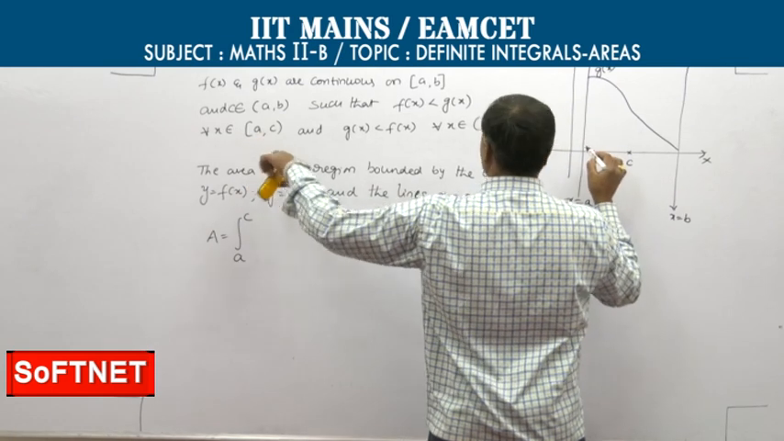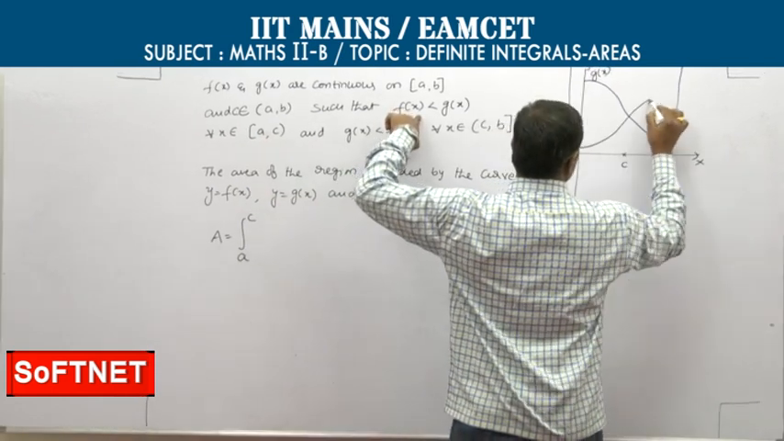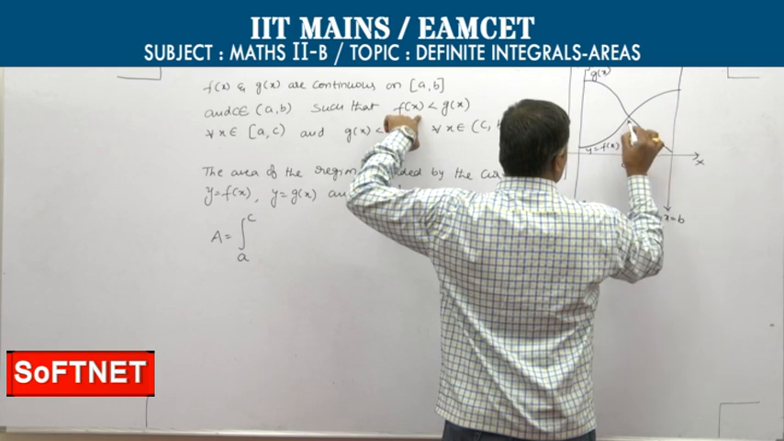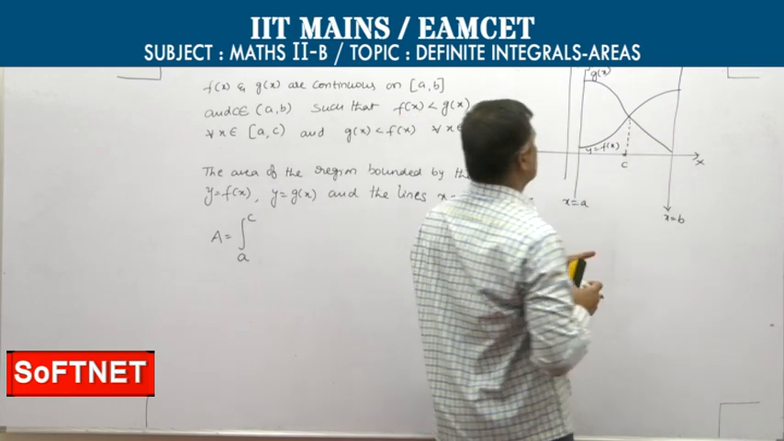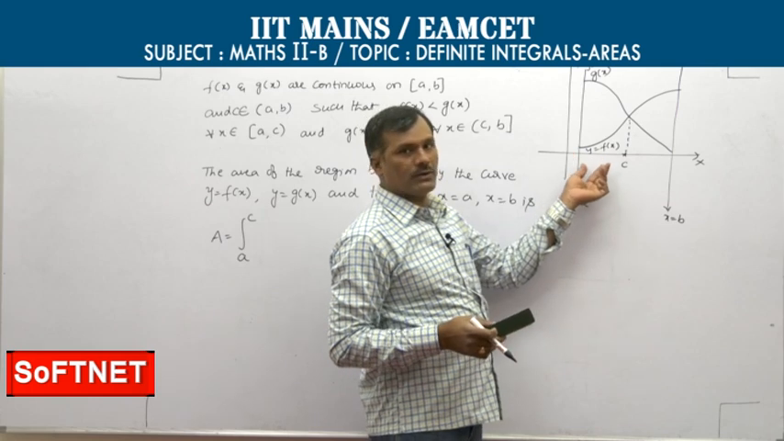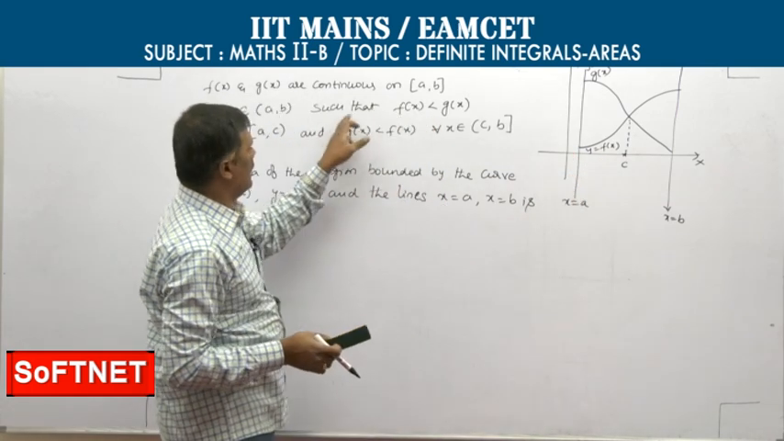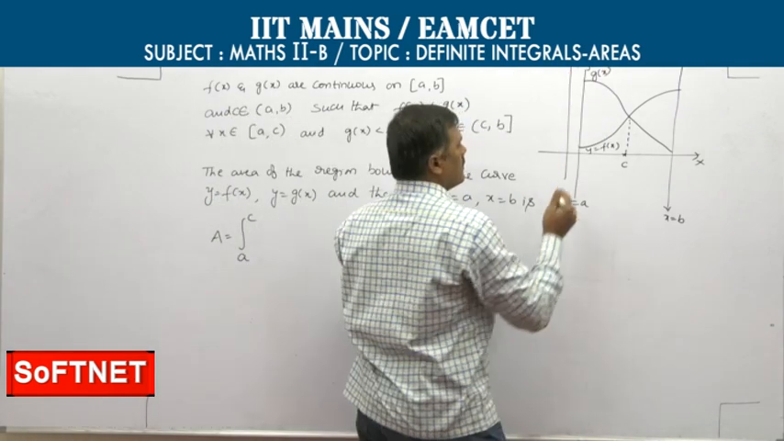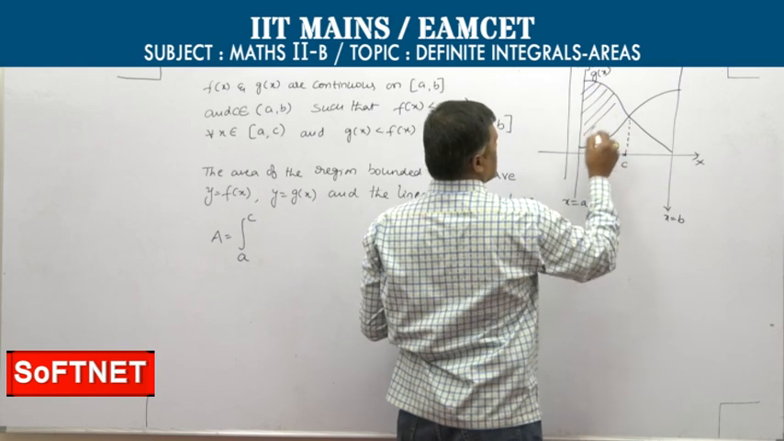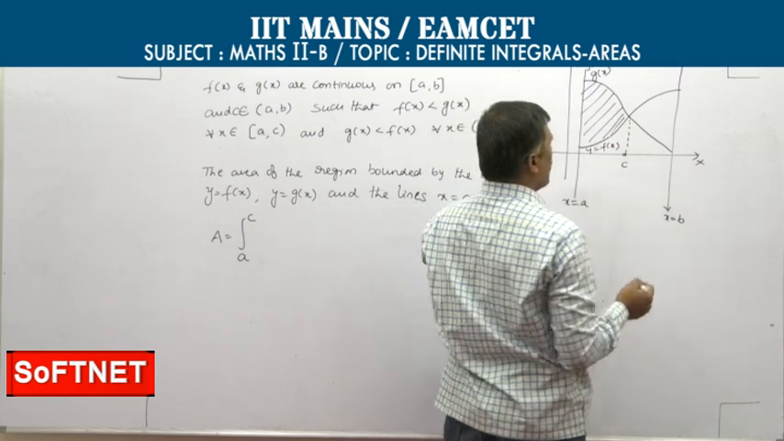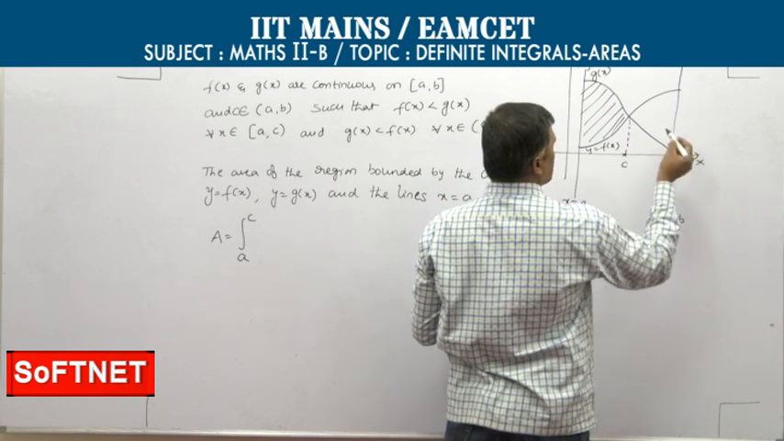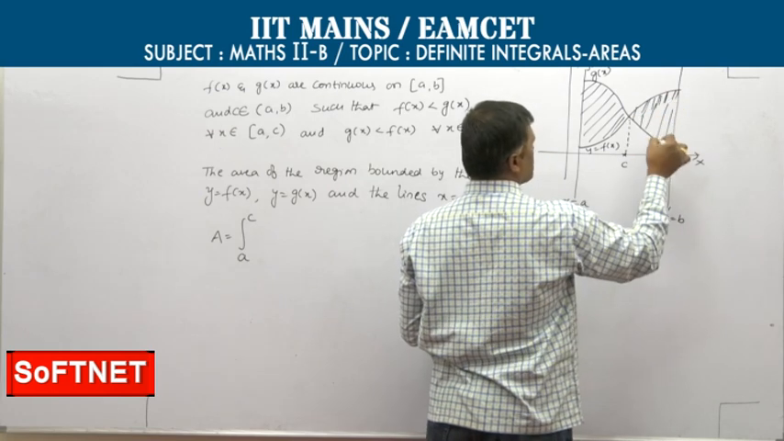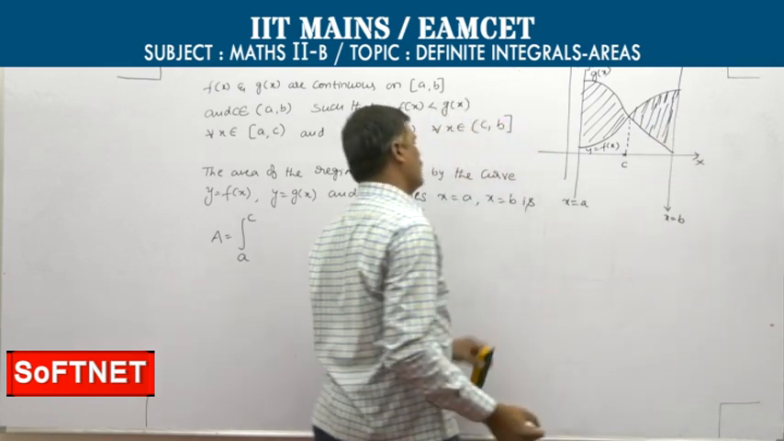From closed interval a to c, f of x is less than g of x, so this is the curve y is equal to f of x. G of x is the upper curve, f of x is the lower curve. Shade this area. And in open interval c to closed interval b, here this is the upper curve, and g of x is the lower curve.